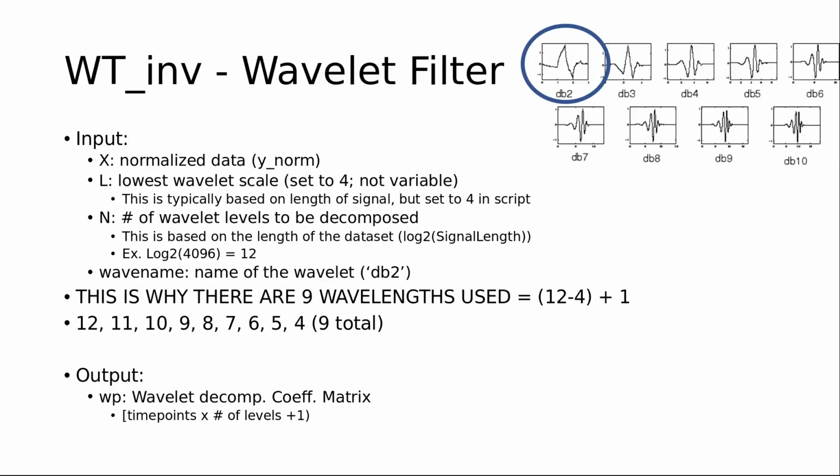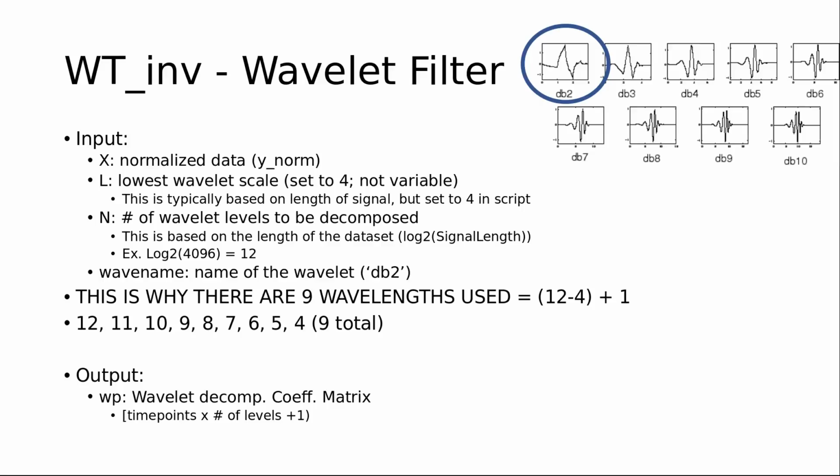N is going to be the number of levels to be decomposed. This has to do with the signal length, and it also has to do with the fact that you zero padded the data. It was zero padded because you're doing log base 2, and it had to be a value that 2 to the power of could hit.